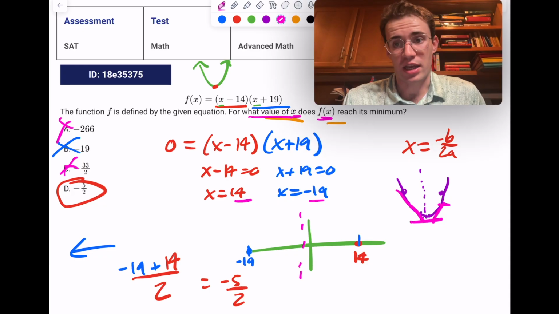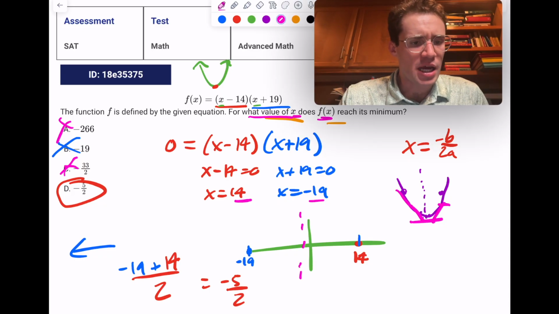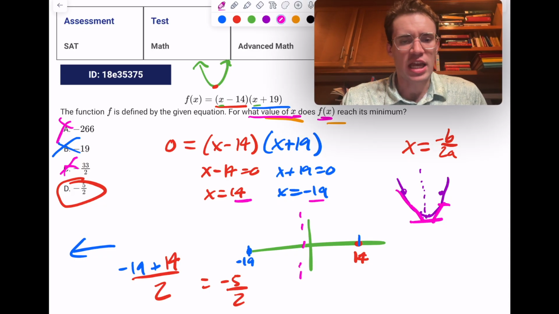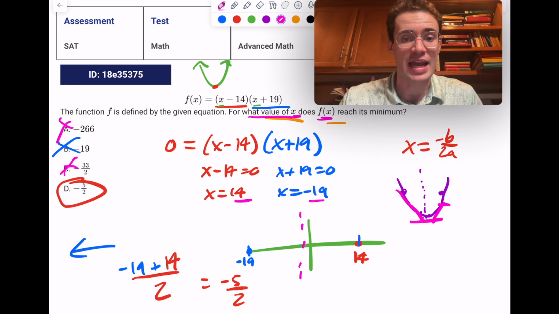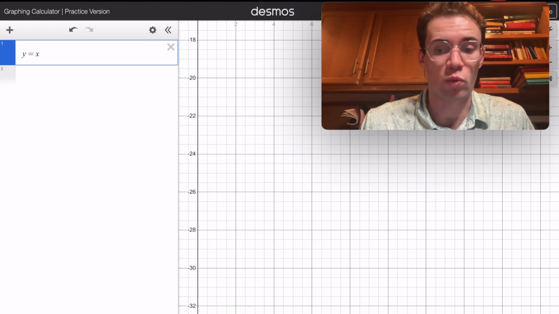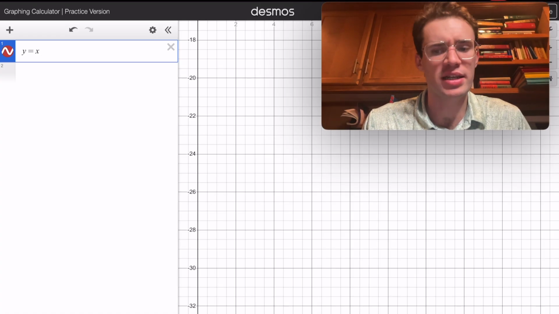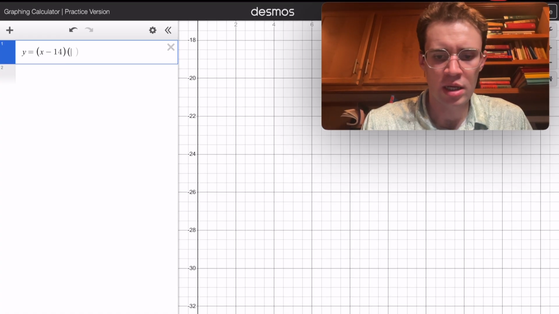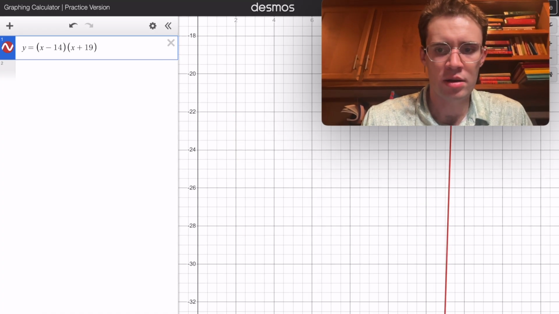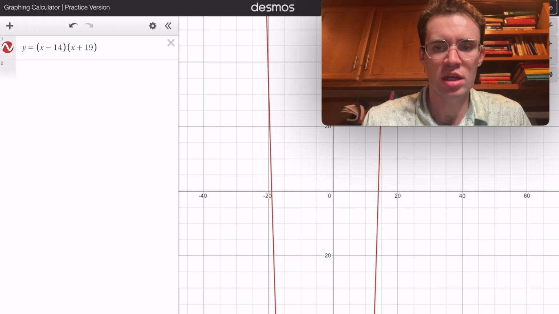You could even do the average on the calculator if you want, but I'm going to show how you could do it on Desmos. You just type in f of x equals the quantity x minus 14 times the quantity x plus 19. Or I guess you could just do it as y equals. I don't think there's really an easy way to type f of x, but that's just in place of that. x minus 14 times the quantity x plus 19. You zoom out, you can see the function.